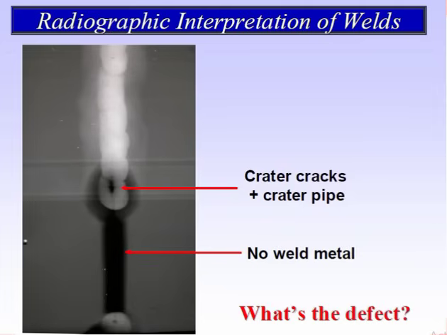This is the crater cracks plus crater pipe. This type of defect occurs at the stop and start area. This is the start and stop of the welding area. Definitely you can find this type of defect: crater cracks plus crater pipe.